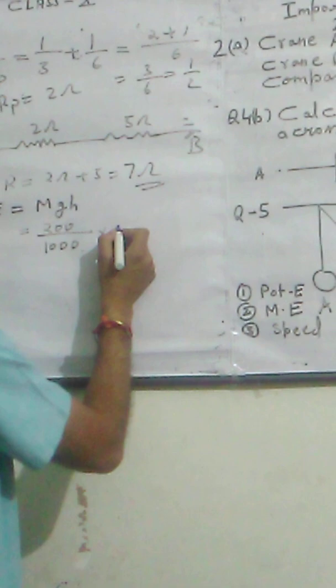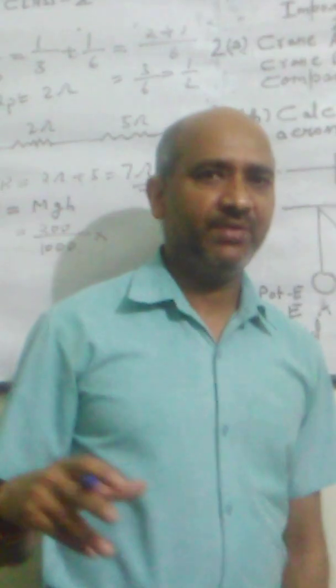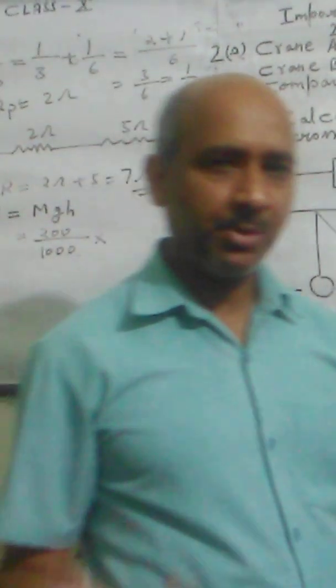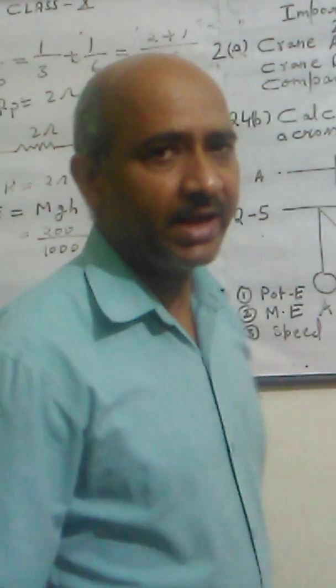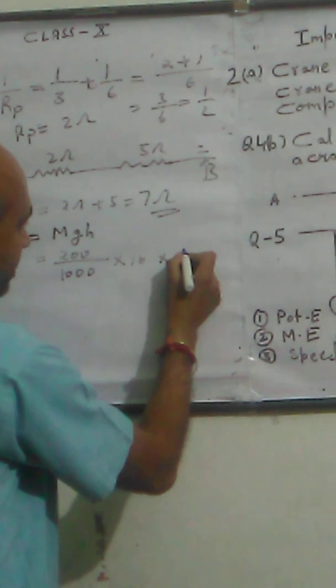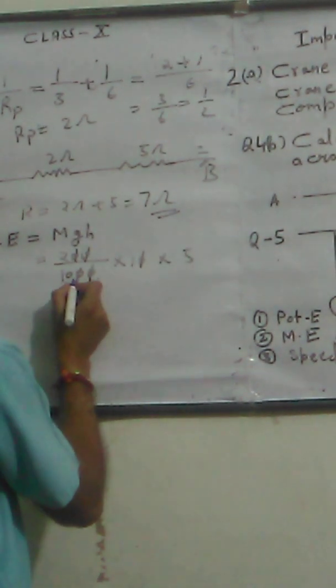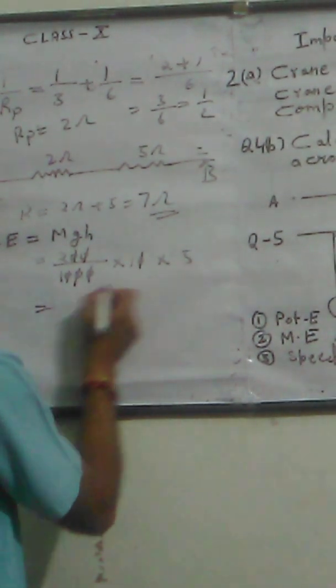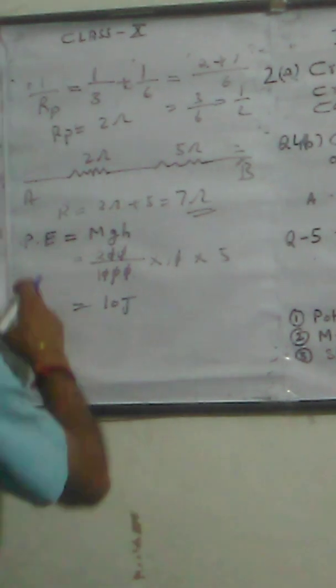And g, the value of g, we can take 9.8, but I am taking 10 in the question. If the question says to take 9.8, then you have to take 9.8, or you can take it as 10. I am taking 10 to make my calculation easy. So 10, and height is how much? It is 5 meters. So the two zeros cancel with the two zeros. So 5 times 2 is 10 joules. So this much is the potential energy.